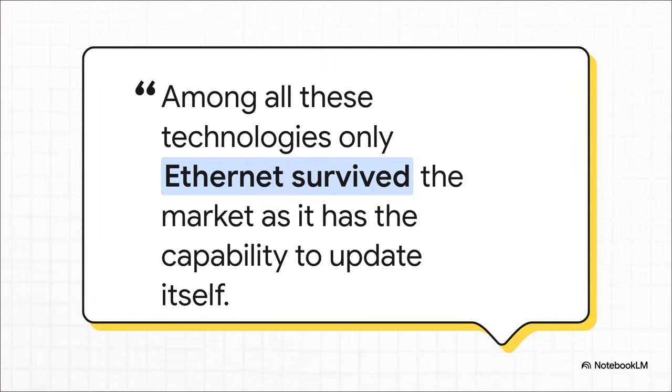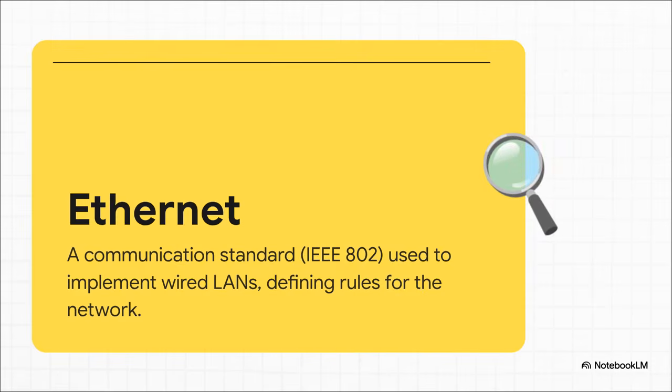Well, this quote right here hits the nail on the head. Ethernet survived because it was built to change. It had this amazing ability to keep updating itself to get better and better, while all its competitors kind of got left in the dust. And this is maybe the single most important thing to understand today. When we say Ethernet, we're not just talking about the cable. Not at all.